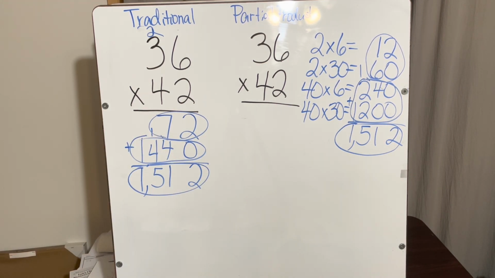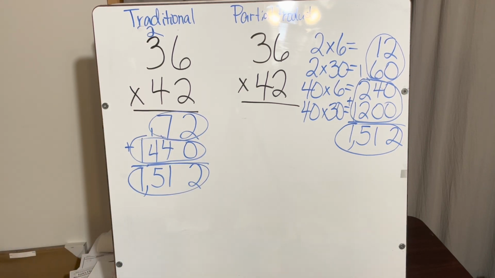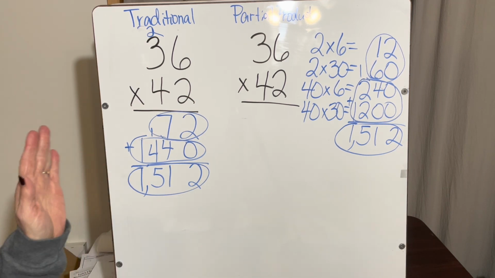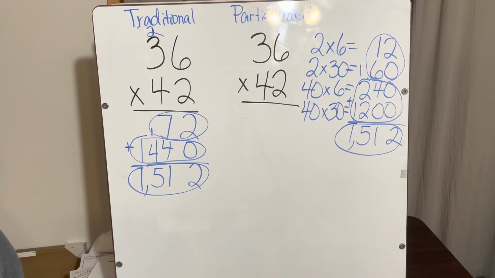All right? So these are 2 different strategies in order to multiply larger numbers. These are the same strategies we used for the smaller numbers. Okay? So I want you to try some.